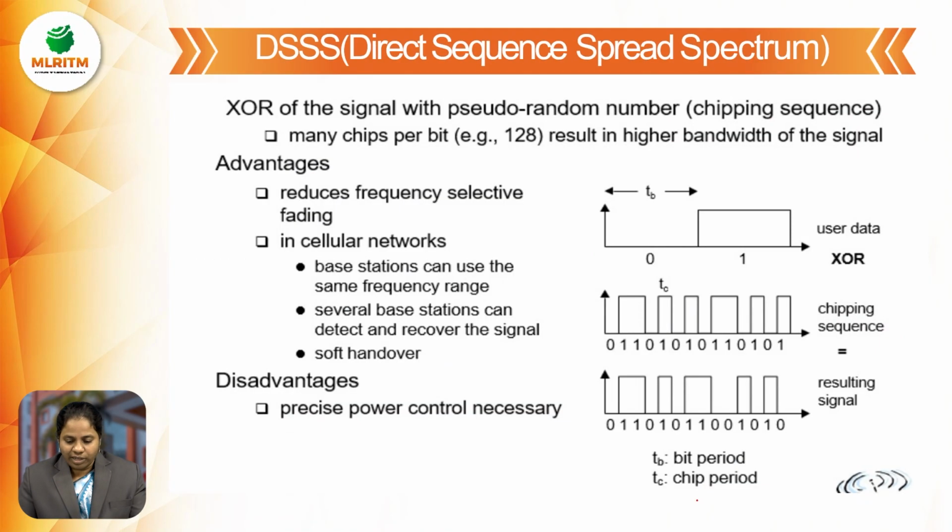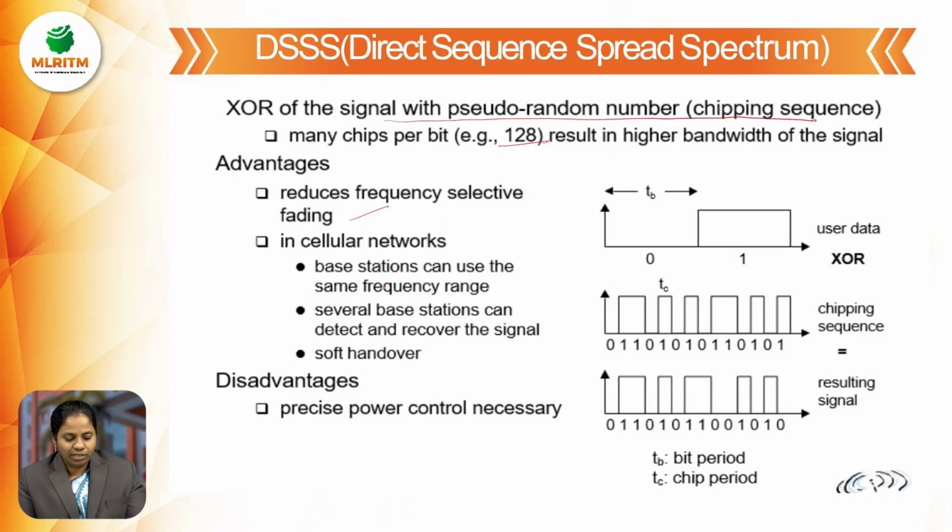Now let us see what direct sequence spread spectrum is. It is the XOR of the signal with a pseudo random number. This is nothing but some chipping sequence being used. For example, 128 bits result in higher bandwidth of the signal. Advantages for this one is that it reduces frequency selective fading.